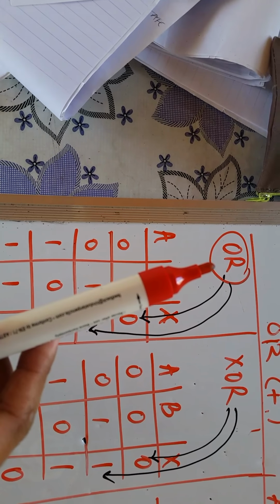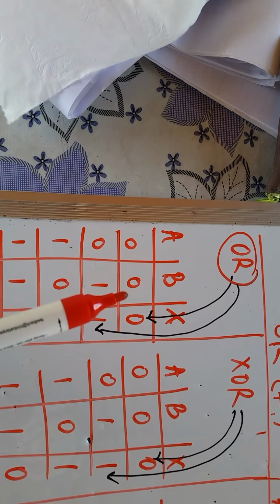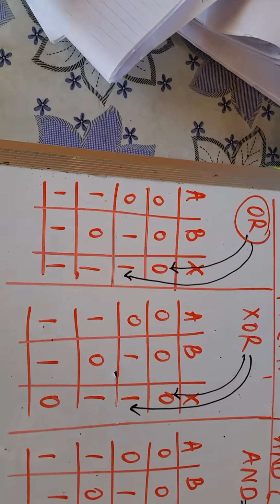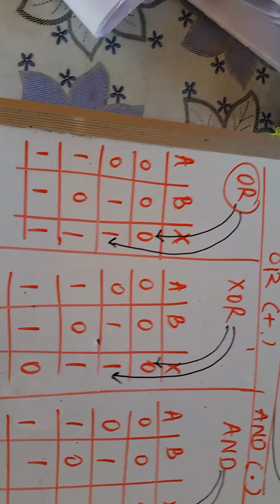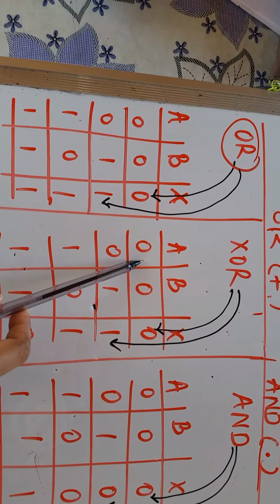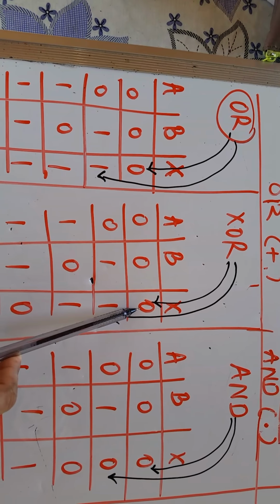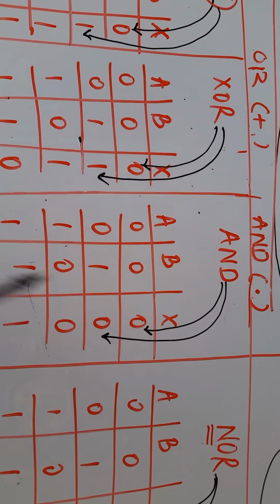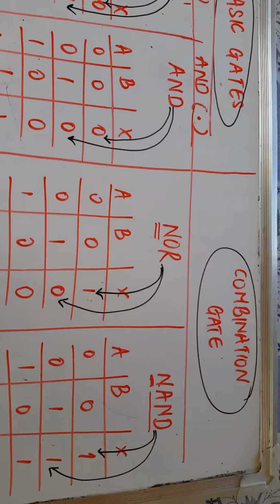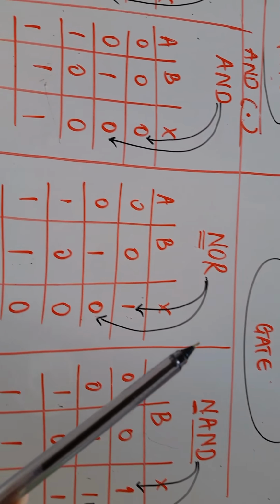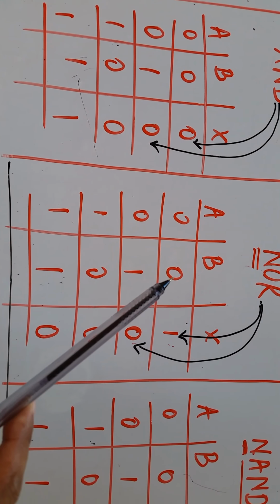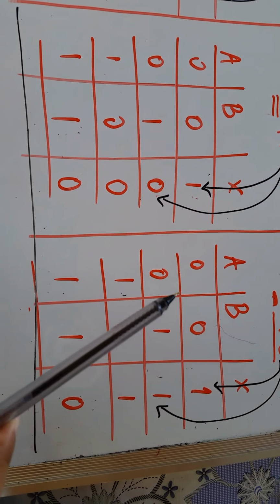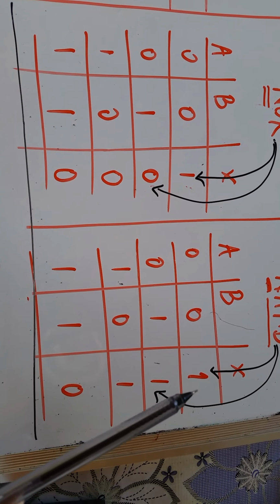Let us see for the OR gate. When A is 0, B is 0, the output X is 0. For the case of the XOR gate, when A is 0, B is 0, the output is 0. For the AND gate, when A is 0, B is 0, the output is 0. For the case of the combination gates, the NOT gate, when A is 0, B is 0, the output is 1. For the NOR gate, when A is 0, B is 0, the output is 1.